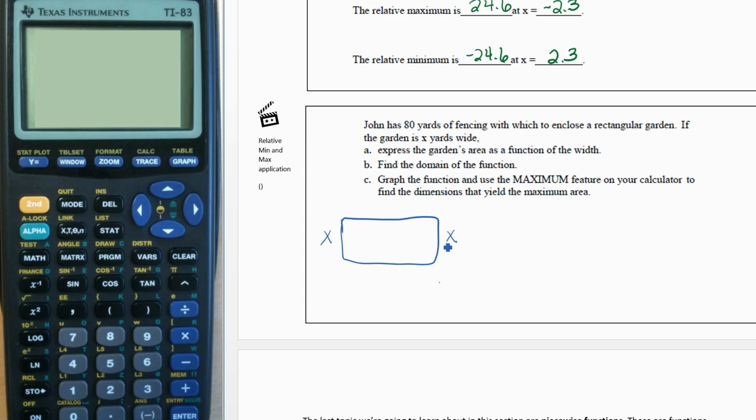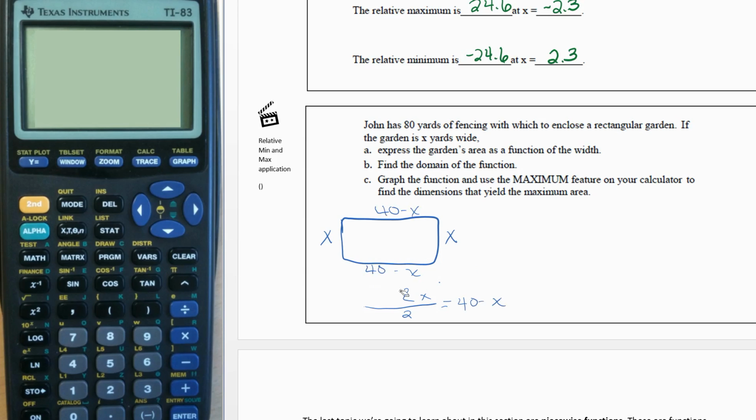Now, if we have 80 yards total, we've already taken away 2x of that. So 80 minus 2x is what we have left for each of the sides. If we divide that by 2, we get half for this side and this side, they're the same length. We have to divide each of the terms by 2, so it would be 40 minus x for this side and this side.